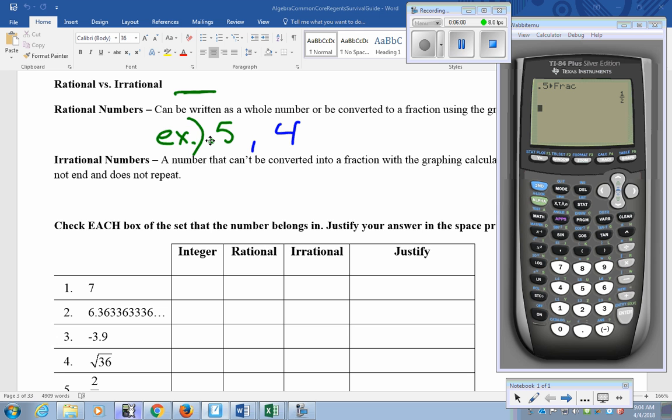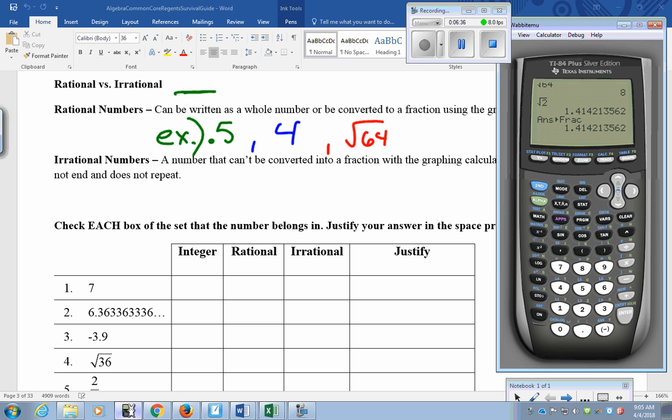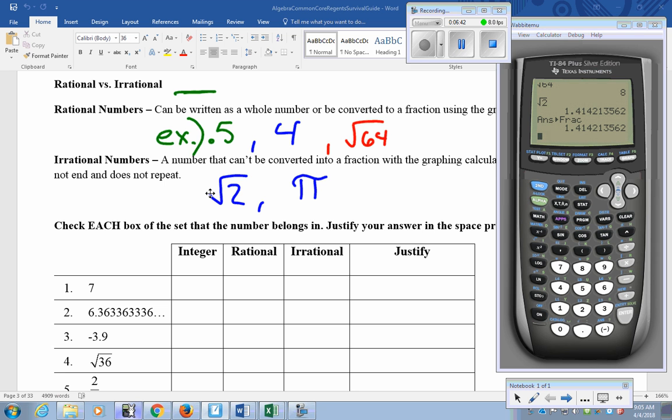Certain square roots are rational too, because if you do something like the square root of 64, in that case you get 8. So certain square roots can be rational as well. But irrational numbers, they don't end, they don't repeat. Now, if you take something like radical 2 and hit enter, you get a long decimal that's not repeating. And if you change it back to a fraction, the calculator can't change it to a fraction. So something like radical 2 is irrational. Also, if you're talking about circles, pi would be irrational as well.